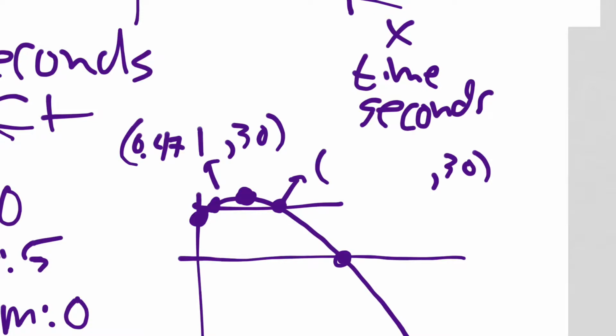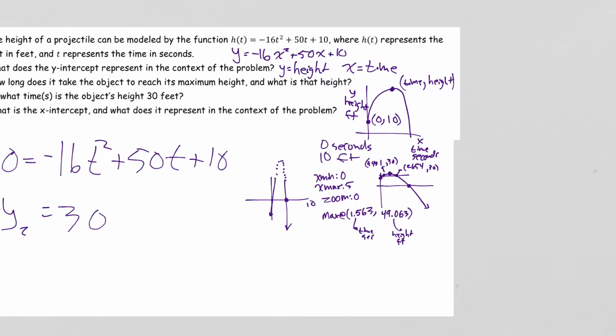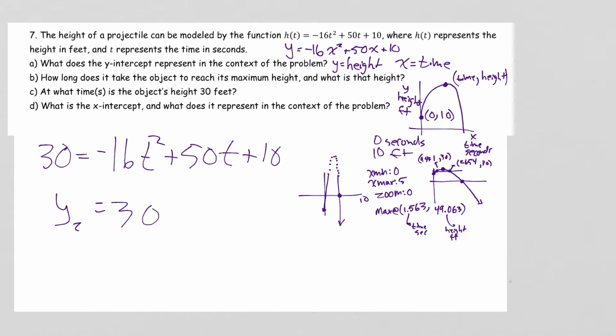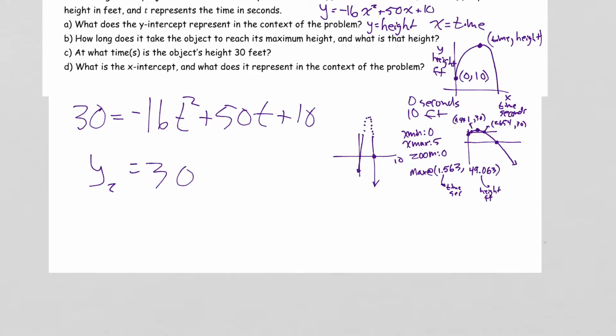First curve, enter. Second curve, enter. Get me close to that second intersection point, which is probably closer to about 3. So I can guess 3, and it takes me there, 2.654. So we found the two times that our projectile reaches a height of 30 feet, 0.471 seconds and 2.654 seconds. So last question is, what is the x-intercept and what does it represent in the context of the problem?